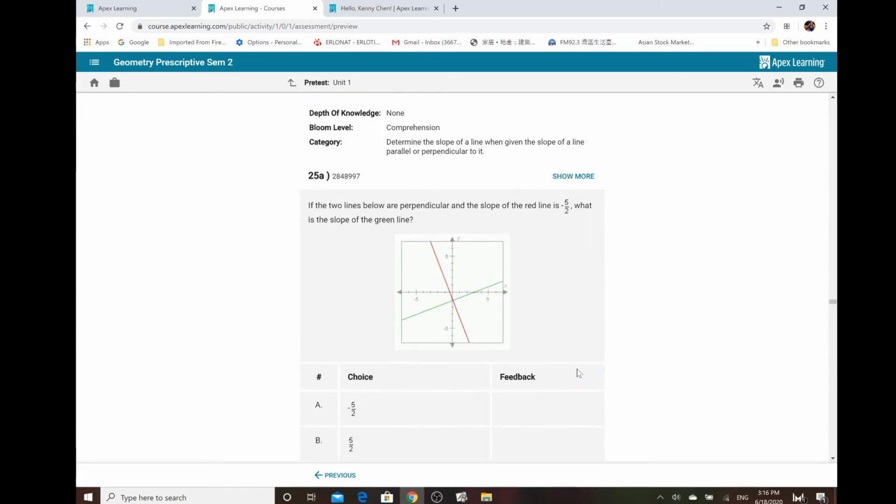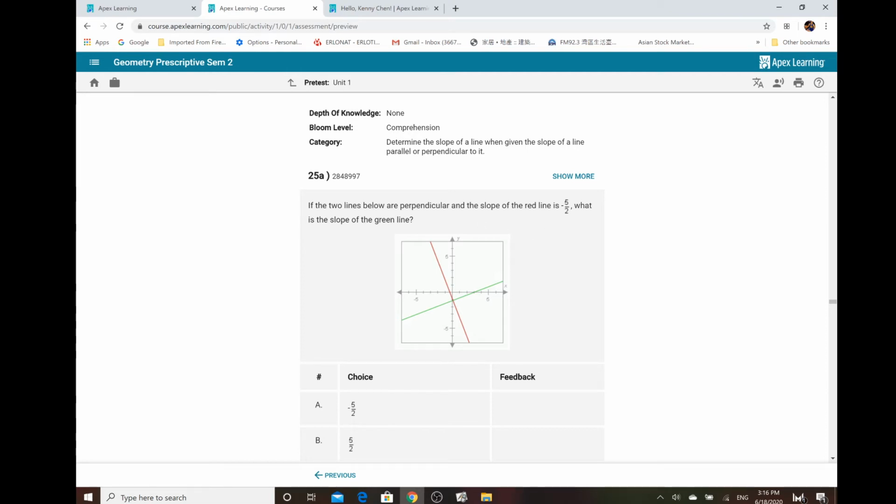Okay. And now what about 25? Here's what I would like to talk about for 25, 26, 27. One thing that you may notice, if two lines are perpendicular, the slopes have to be negative reciprocals. If two lines are parallel, the slopes have to be exactly the same. So make sure that you recognize the relationship. The slope of the red line here is 5/2.